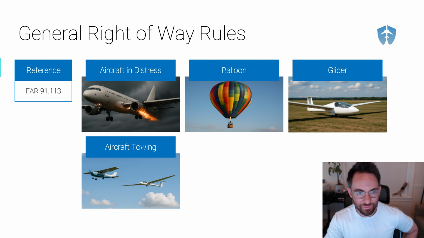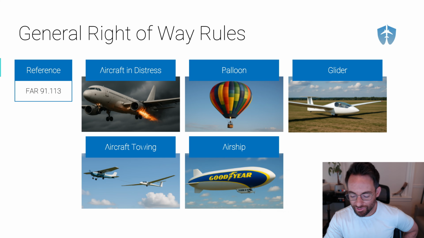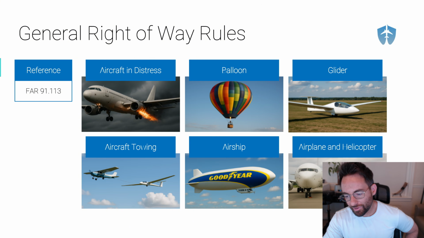They're next on the right-of-way list. Then we've got airships, and then lastly, we have airplanes and helicopters. Airplanes and helicopters obviously have the most maneuverability in the sky, so they get the least right-of-way. These are just the general rules.